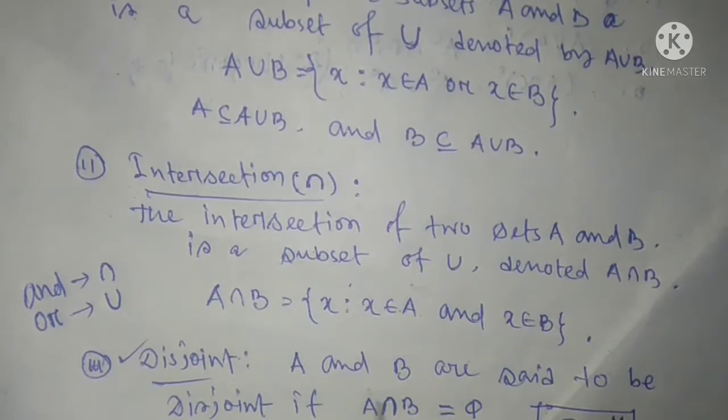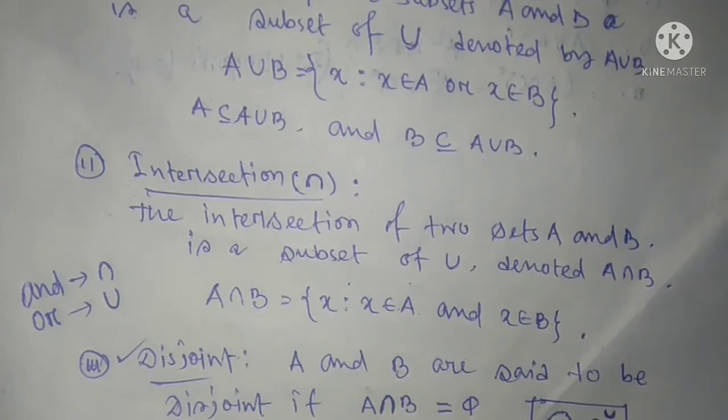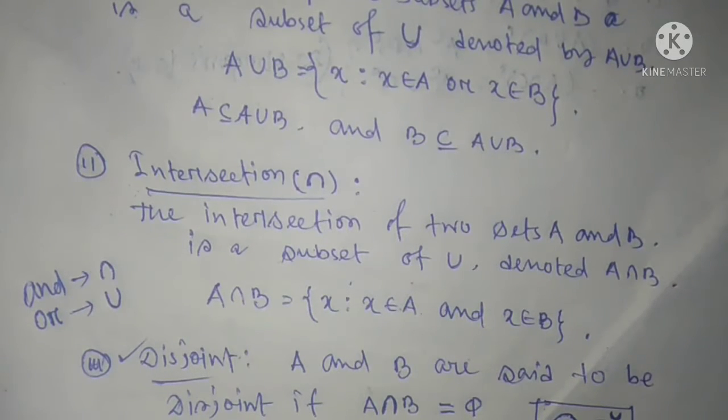And disjoint: two sets are said to be disjoint if their intersection is equal to phi. If this is the set A and this is the set B, and none of them have a common point, then their intersection is phi. So we say that they are disjoint.